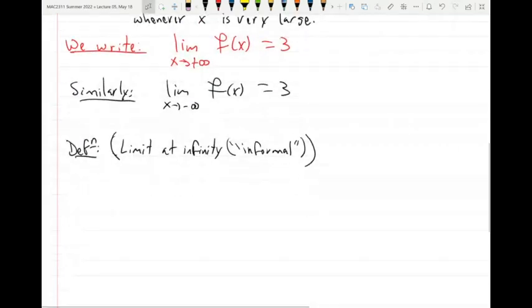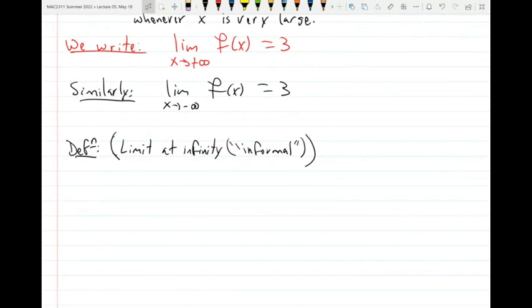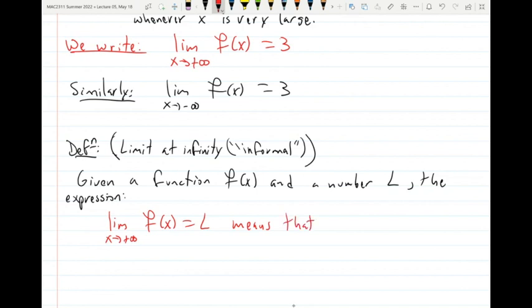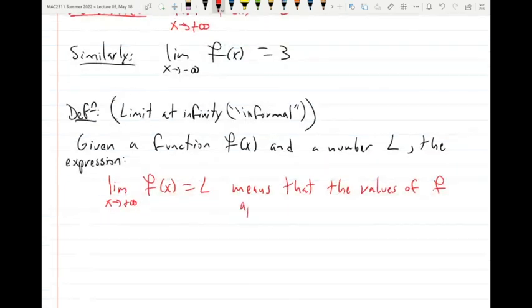All right, so what's the definition? Given a function f of x and a number L, the expression limit as x approaches positive infinity of f of x equals L means that the values of f approach L. When I say approach, it means they get closer and closer to L.